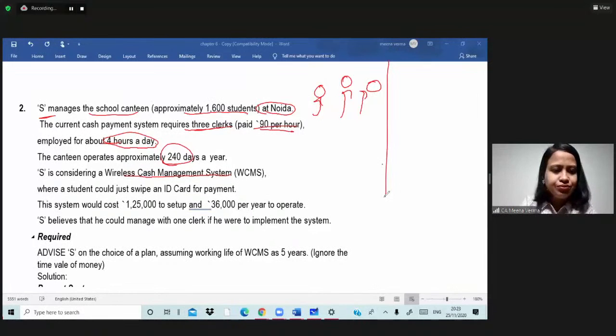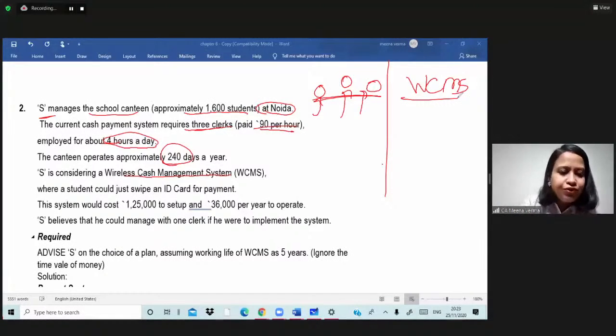Now what happened, instead of collecting cash like this, they are trying to implement a wireless cash management system. Instead of paying the money, and the clerk deducting the money and returning the balance, which takes time, in order to save that time they are implementing this. With the help of this, the student will just show their ID card, and the amount will be immediately deducted. So there is no need to take the money, collect the remaining money and return it.